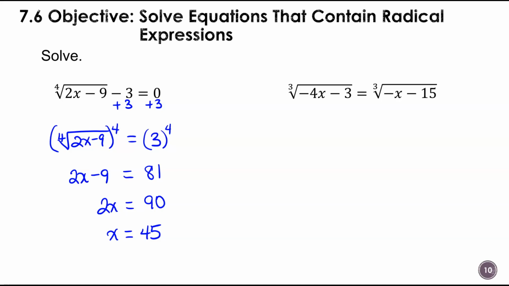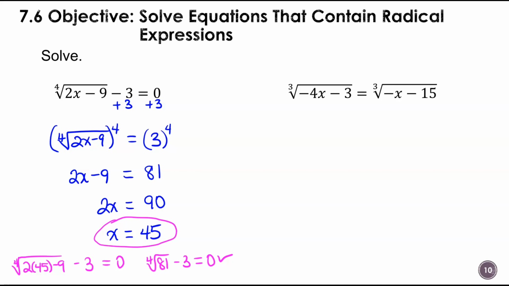And then go back to your original equation to check. I'm going to just try to squeeze that in down here. So the 4th root of 2 times 45 minus 9 minus 3 equals 0. So 90 minus 9 is 81. The 4th root of 81 minus 3 does equal 0, so that checks. My solution is 45.